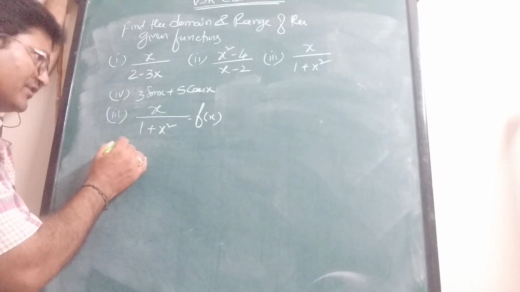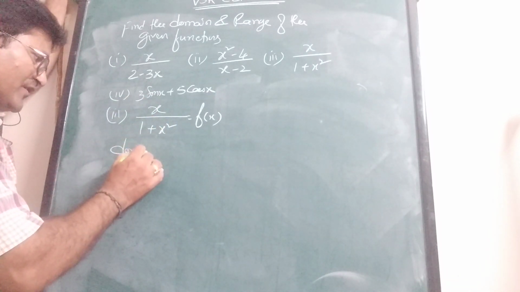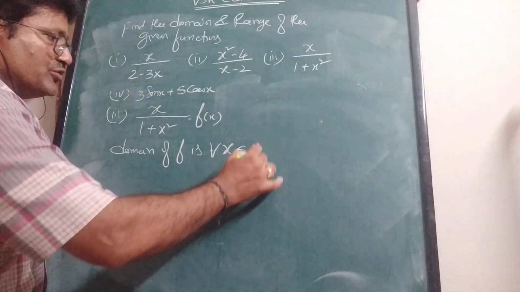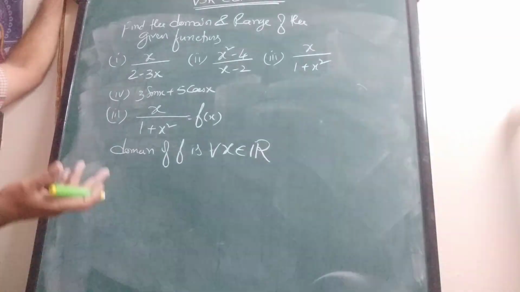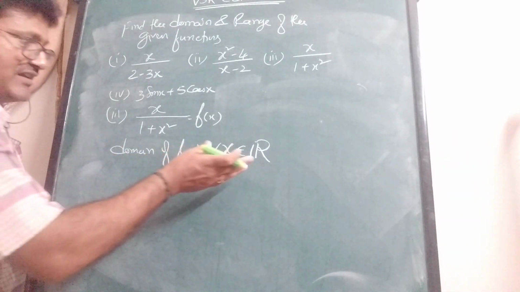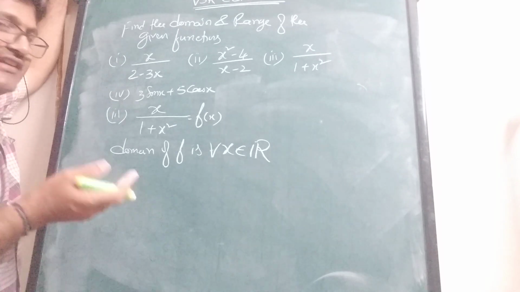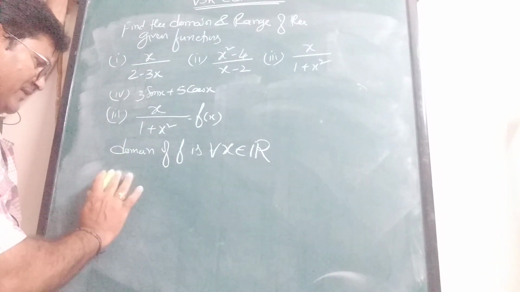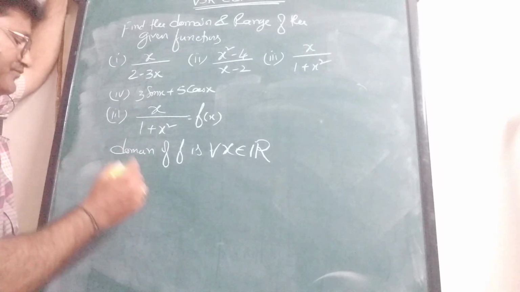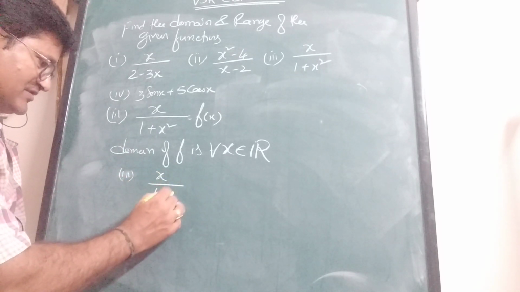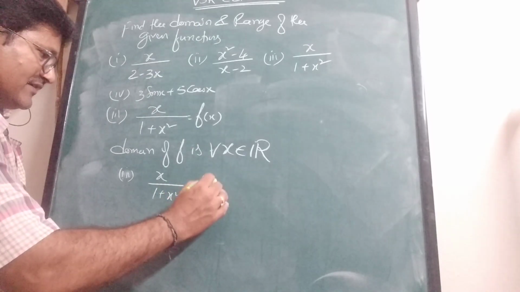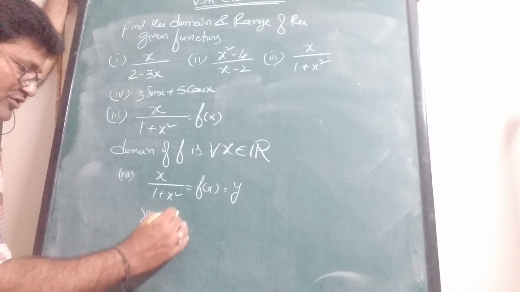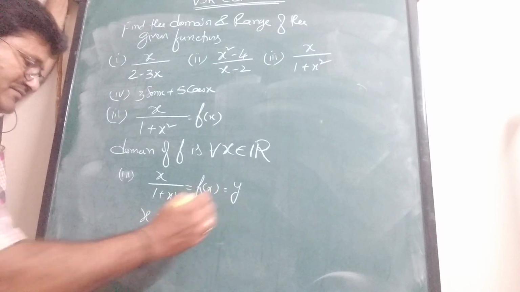So domain of f is for all x belongs to R. Already we completed the domain. Domain is nothing but R. Now we have to go for the range. R is the codomain. Now x by 1 plus x square is equal to f of x, which is equal to y. By cross multiplication, x is equal to y plus y x square.